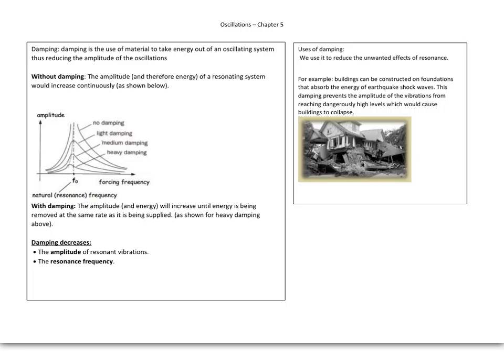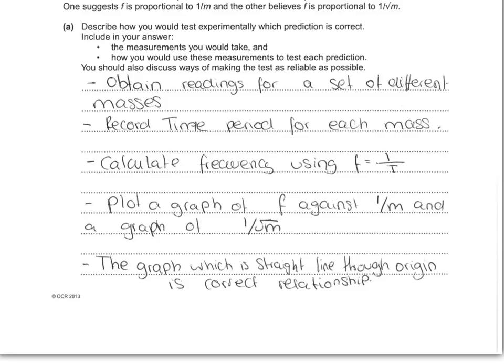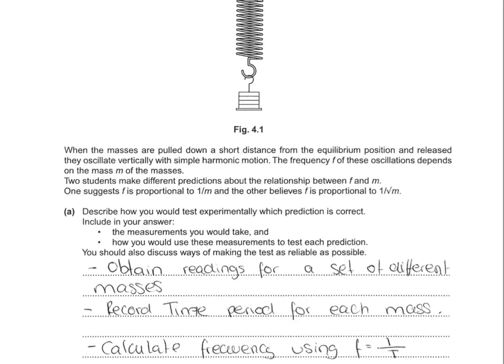And here you can see the three different types of damping. So we have light damping, which shows a highish curve, medium damping, which shows a medium-sized curve, and heavy damping, where it is very low in terms of its amplitude. So, use of damping: damping can be used in the foundations of buildings to absorb earthquake shock waves. This means that the building will shake much less in an earthquake and overall will suffer much less damage than it normally would. And here we have an example of a question.